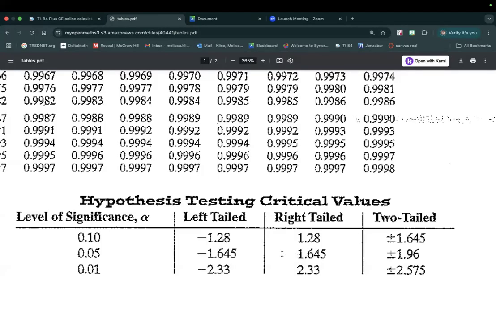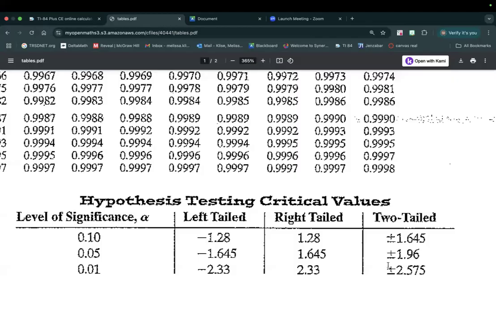So, a good thing to note: every time you have a left-tailed test, you'll have a negative z-score, a critical value. Every time it's a right-tailed test, it'll be positive. For two-tailed, you'll have the same number, but both the positive and the negative every single time.